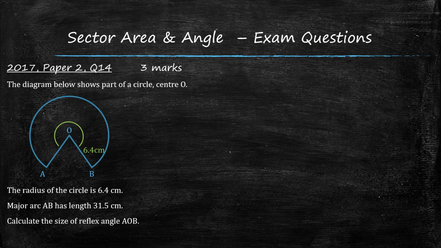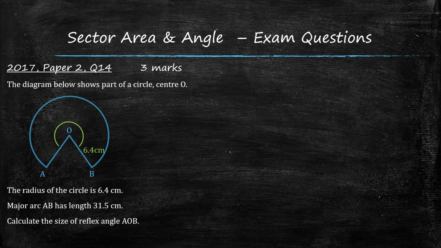Our final question is from 2017, paper 2, question 14, and is for 3 marks. The diagram below shows part of a circle, centre O. The radius of the circle is 6.4 centimeters. Major arc AB has length 31.5 centimeters. Calculate the size of reflex angle AOB.